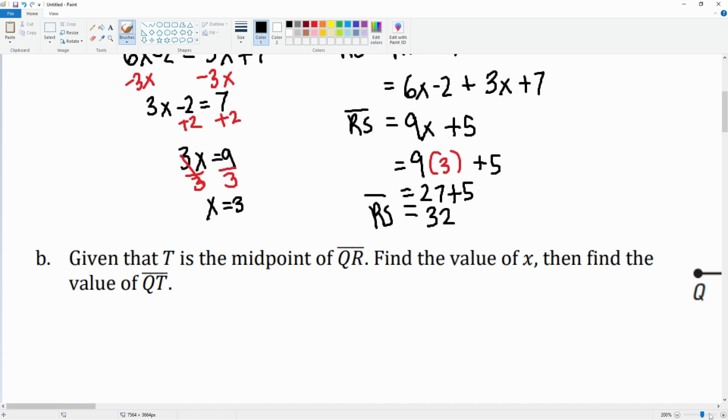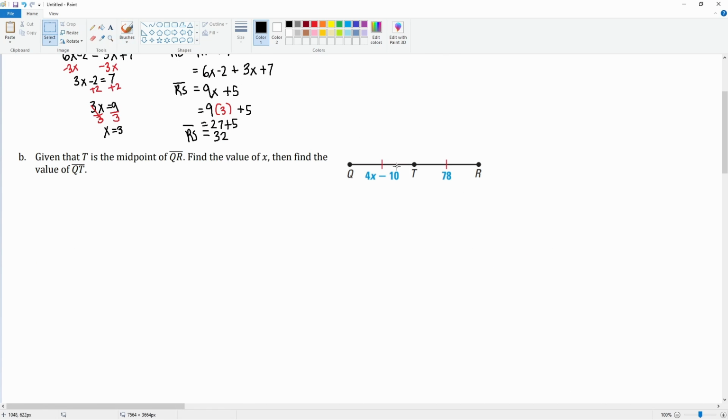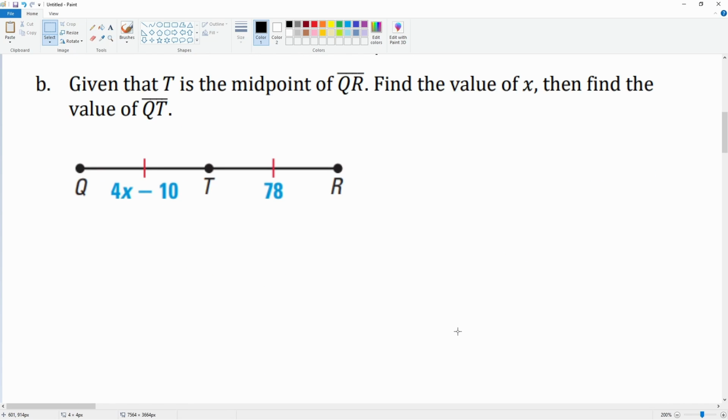Now we have B. Let me move the image over so we can have a better look at it. Given that T is the midpoint of line segment QR, find the value of X, then find the value of QT. Here you have that T is the midpoint. The midpoint creates two equal pieces. The two equal pieces here are QT is congruent to TR. You could also notice by these red hashes.